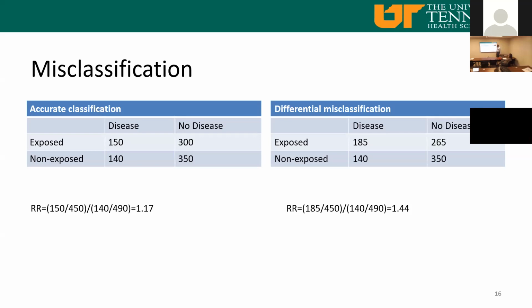In this table, the first one has an accurate classification of those who are exposed and non-exposed. The relative risk is about 1.17. In the second table, there is differential misclassification.